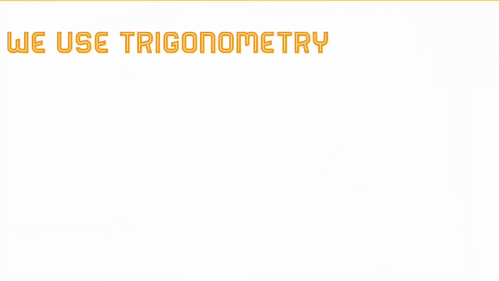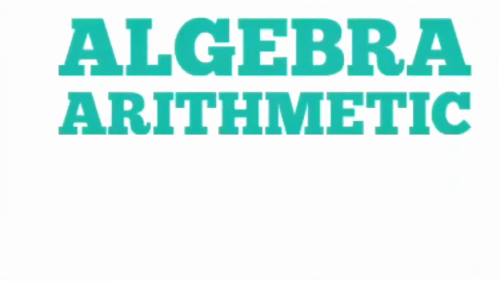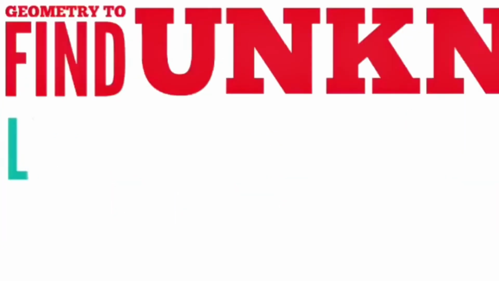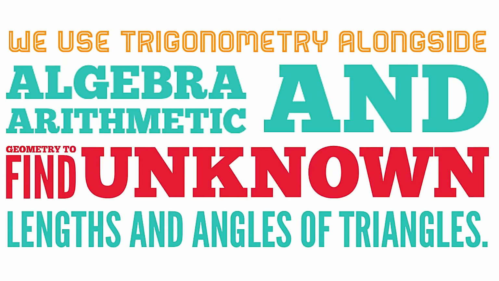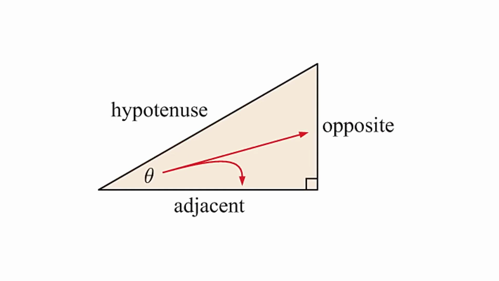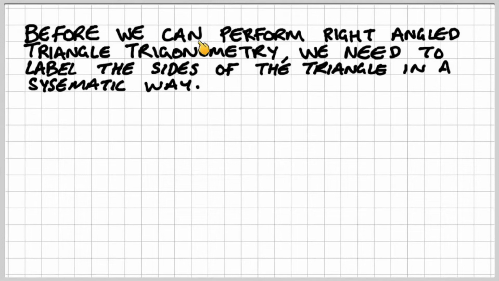We use trigonometry alongside algebra, arithmetic, and geometry to find unknown lengths and angles of triangles. In this video series, we will consider only trigonometry of right-angled triangles. So before we can start performing right-angled triangle trigonometry, we need to label the sides of a triangle in a systematic way.